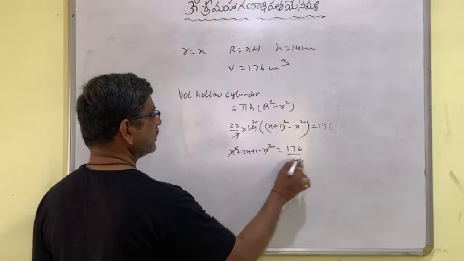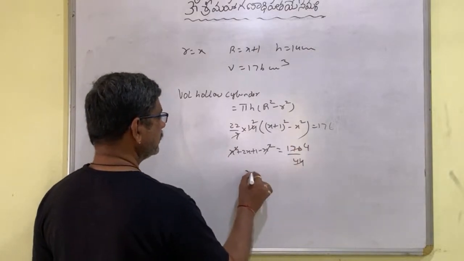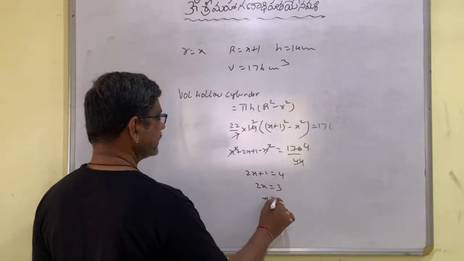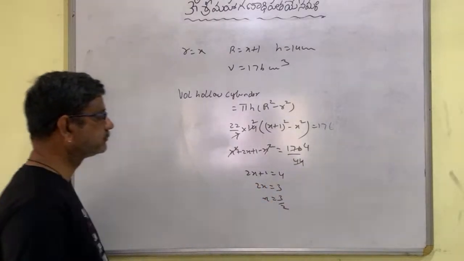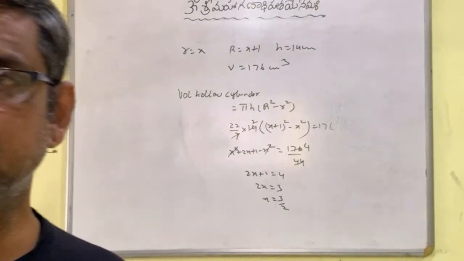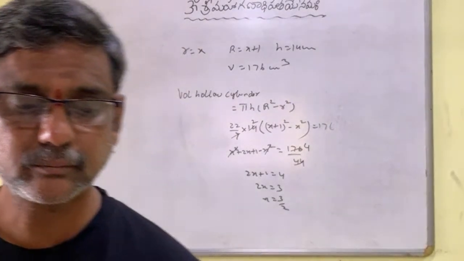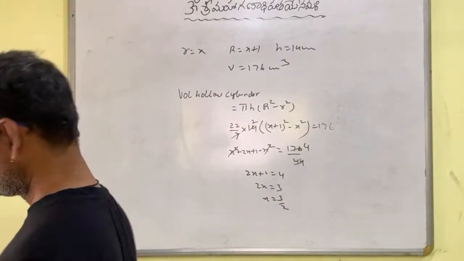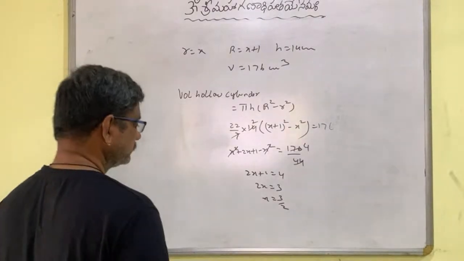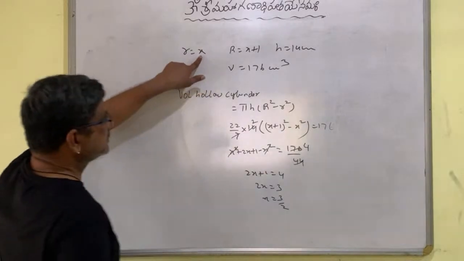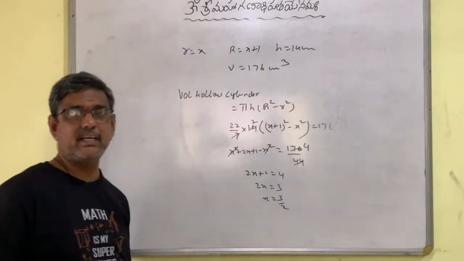These two get cancelled. 2x plus 1 is 4. 2x is 3. X is 3 by 2. Inner radius 3 by 2, outer radius 3 by 2 plus 1, that is 5 by 2.